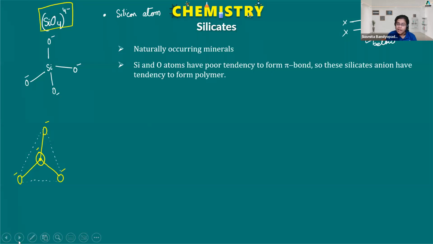Because pi is formed by sideways overlap. Anyone can answer this? Why will a silicon-oxygen pi bond not be very stable? Because pi is a very weak bond. Sideways overlap. For sideways overlap, you can't bring very big orbitals.